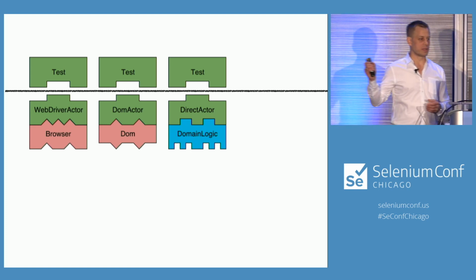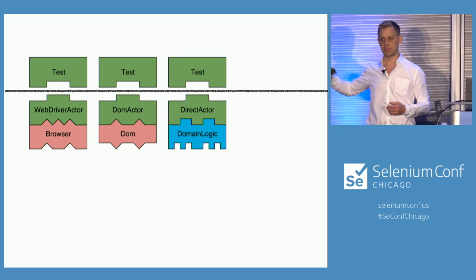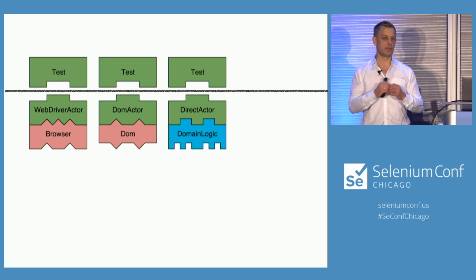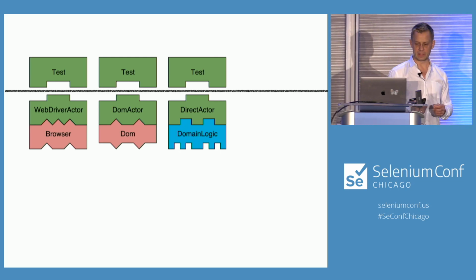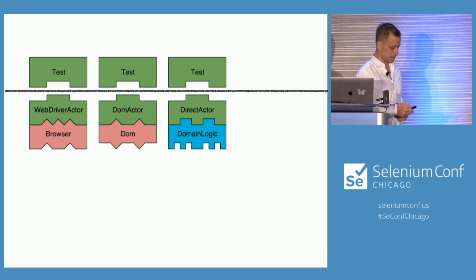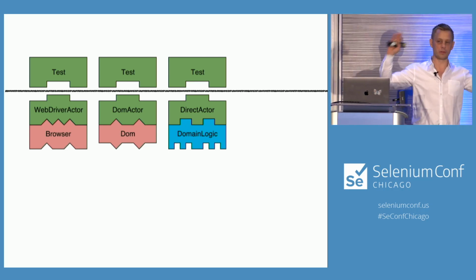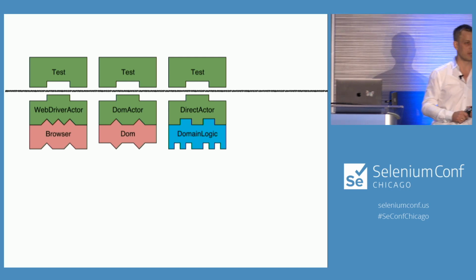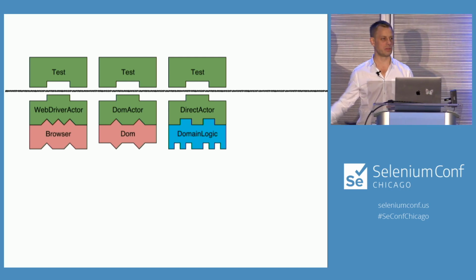Now, the interesting thing here is that the test itself is completely decoupled from the system under test through this contract, which is called the actor interface. That's the interface here. So the test is interacting with the system through a domain-specific contract that expresses what a user can do with the system, but not how.